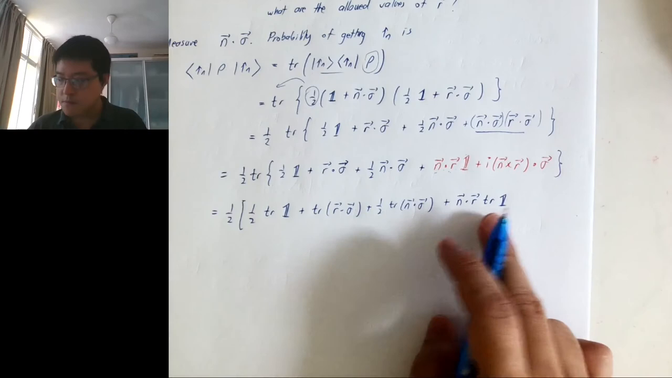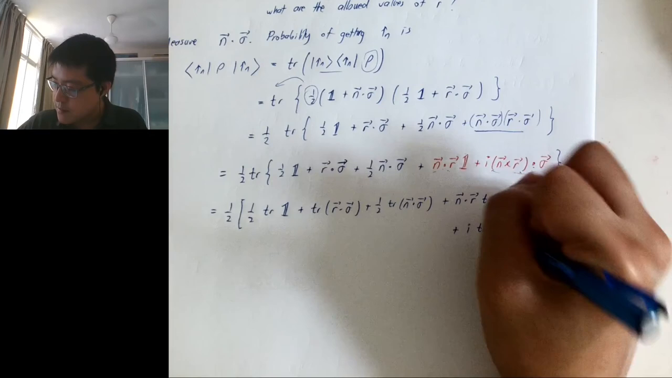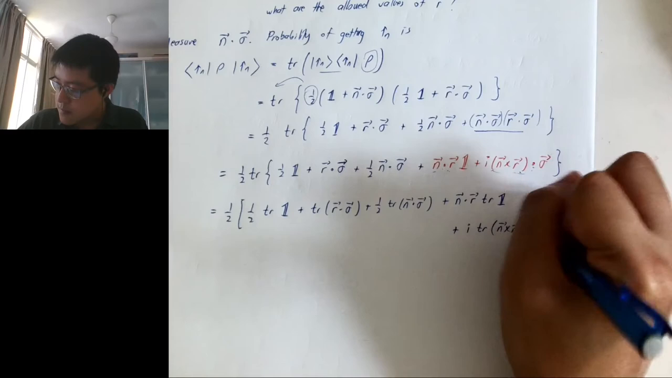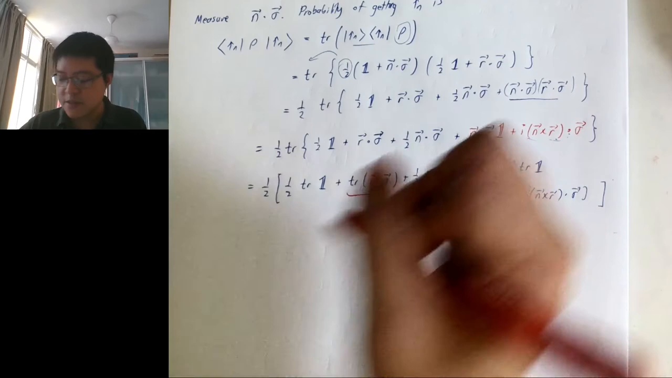Right, and this is a number, but this is a dot product. It's a bit messy, so let me just keep it inside. Okay, but I think you'll get what I mean. Now, maybe you have seen this coming, or maybe not, but this trace is zero.